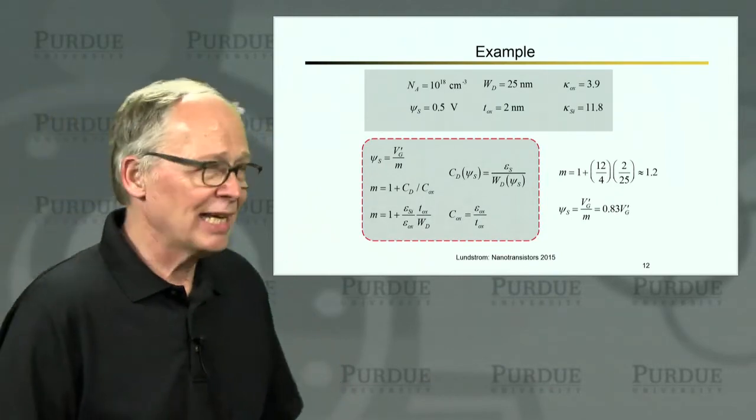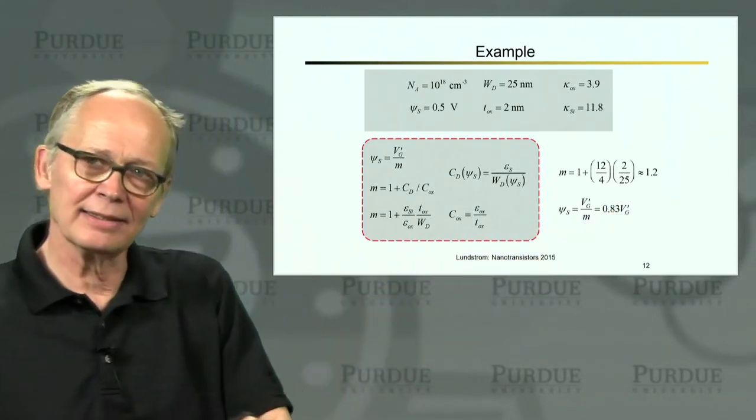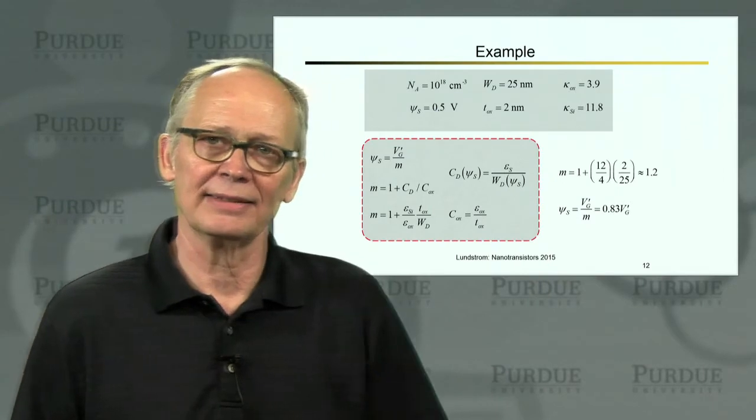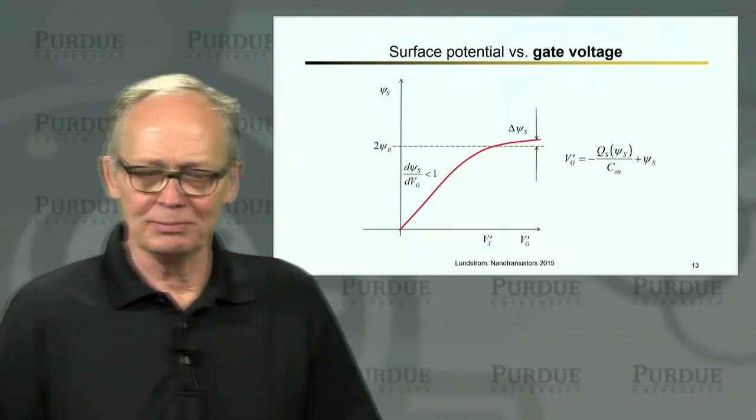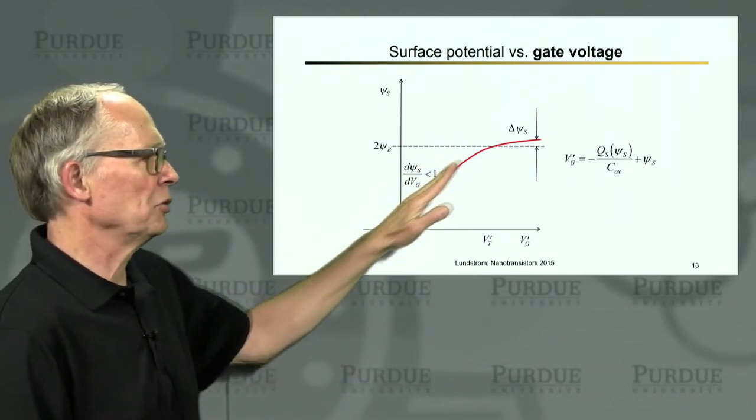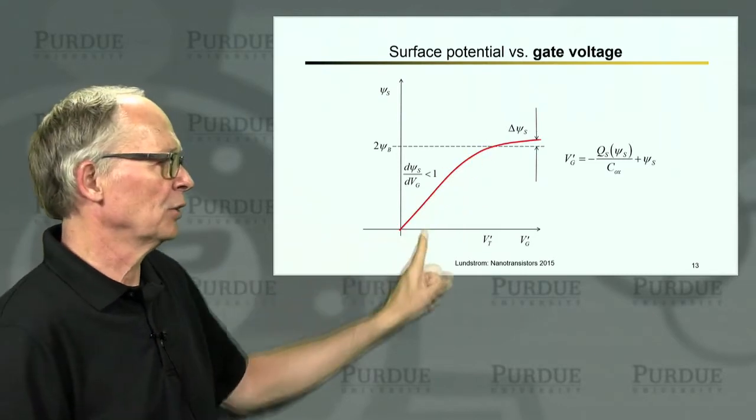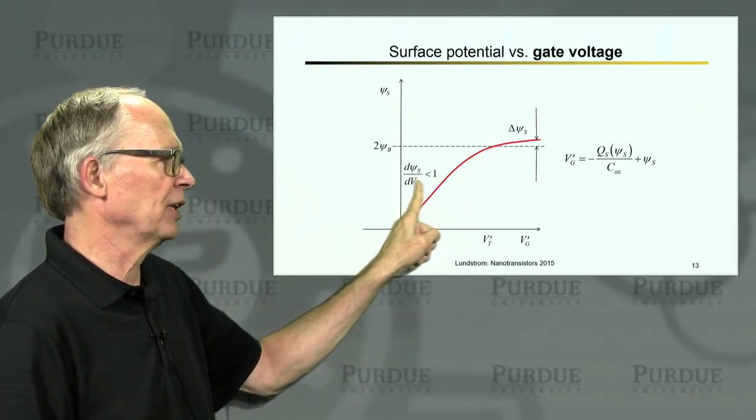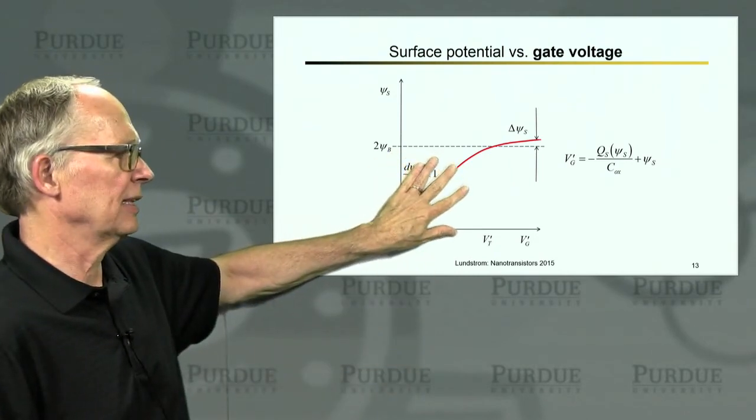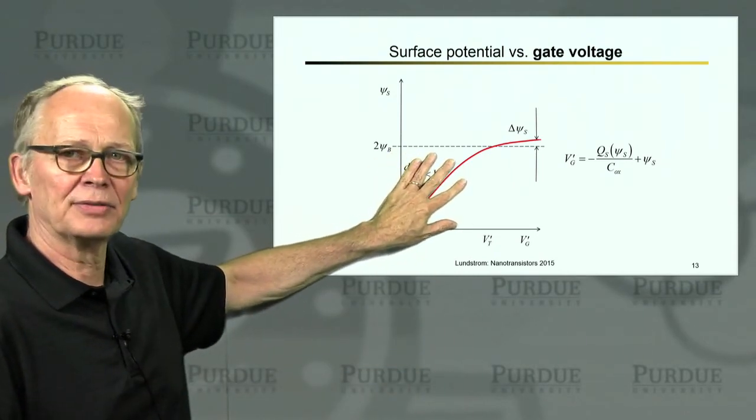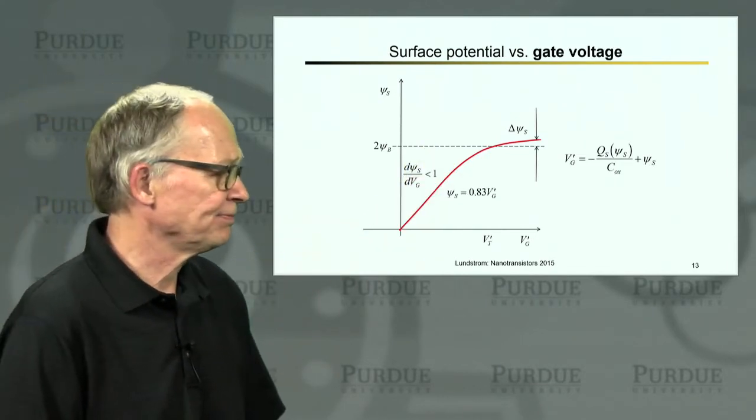Okay, so what that means is that 83% of the gate voltage gets into the semiconductor and appears as the surface potential of the semiconductor. So if we go back to this plot, in this initial part of the plot, the slope is 0.83. So we apply a gate voltage, and 83% of it gets into the surface potential. So we've been able to discuss this part of the curve where we knew that the semiconductor capacitance was the oxide capacitance. Okay.